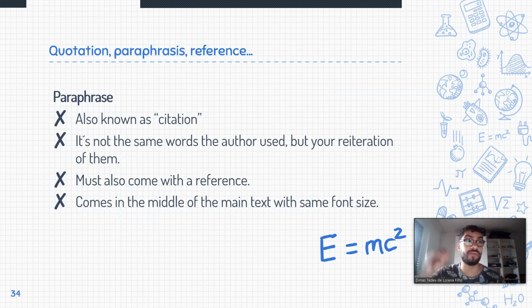But this is the difference between a quotation and a paraphrase or a citation, because here for the citation or the paraphrase, you're just reiterating what somebody said. You're not using the exact words that the person used, and this is the difference. Both of them must be referenced though, so you're not excused from saying where people said that because you're paraphrasing them, but you don't have to use all the quotation marks and everything.